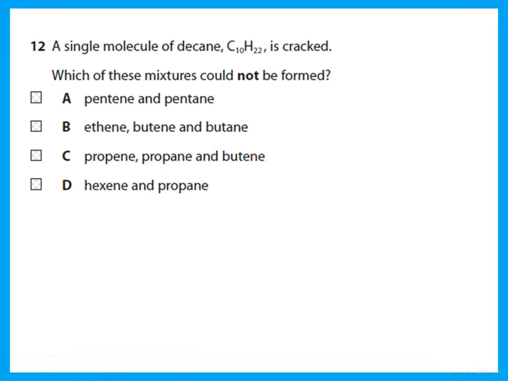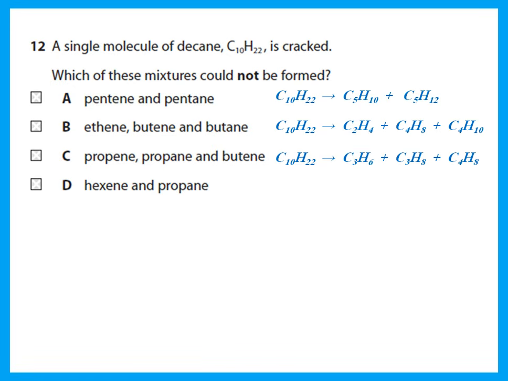So if we're saying we're breaking decane to form pentene and pentane, is that possible? Yes. The total number of carbons is 10 and the total number of hydrogens is 22. So this one is possible. He's looking for which one is not possible. Okay, if I break the C10H22 to form ethene, butene, and butane, is that correct? Yes, that could happen because the total number on both sides of the arrow is the same. What about in C? Propene, propane and butene. Again, if you add them all up, they will give the correct number of carbons and hydrogens.